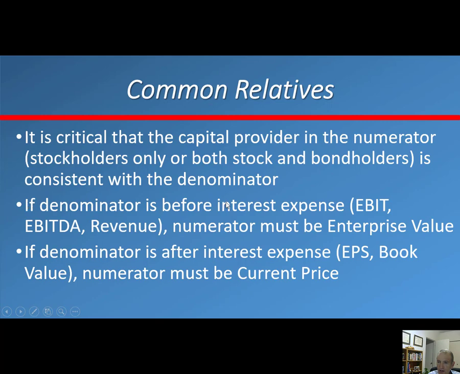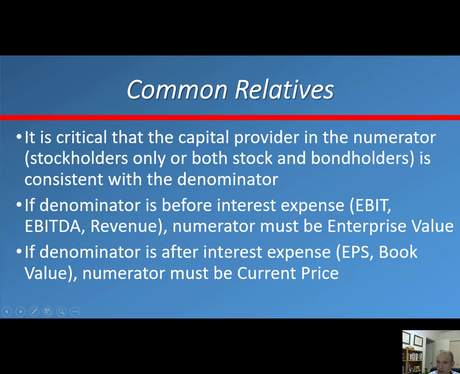So if the denominator is before interest expense, so earnings before interest and taxes, earnings before interest, taxes, depreciation, amortization, revenues before interest expense. Think about your income statement. Revenues at the top, interest expenses at the bottom. All three of these numbers are before interest expense. Since it's before interest expense, it belongs to both the stock and the bondholders. You haven't paid your bondholders yet when you have before interest, and revenue. So EBIT, EBITDA, and revenue, it should always be enterprise value to those.